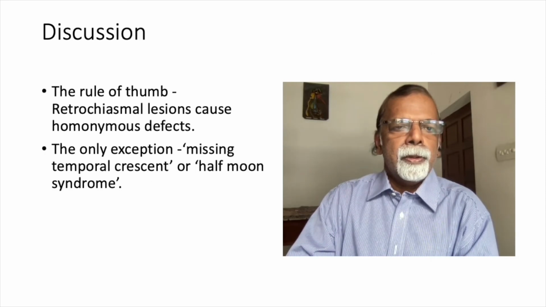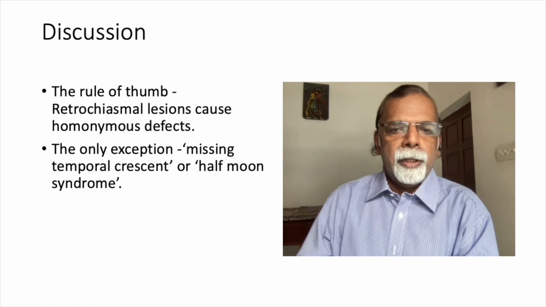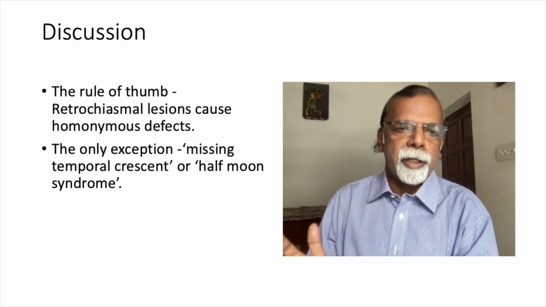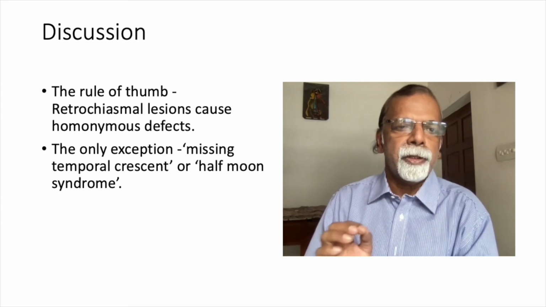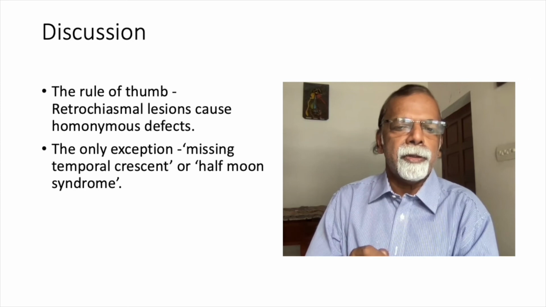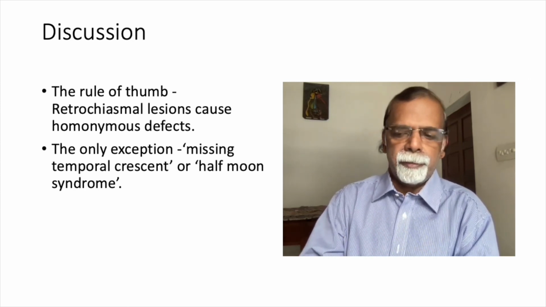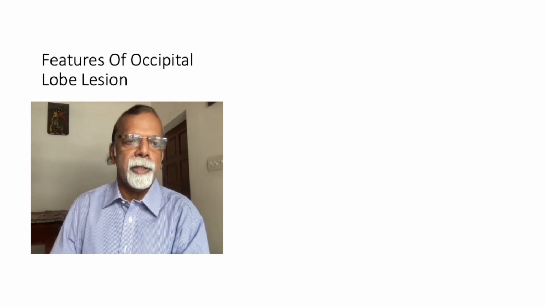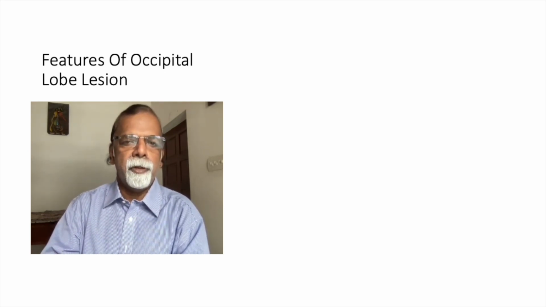So the rule of thumb: a lesion anterior to the chiasm produces unilateral visual loss. Posterior to the chiasm produces homonymous hemianopia. Chiasmal lesion produces bitemporal hemianopia. This is the major point to remember. The only exception, the missing of the temporal crescent or half moon syndrome, can very rarely occur in occipital lobe lesion. And finally, we will summarize the features of an occipital lobe lesion producing visual field abnormality.